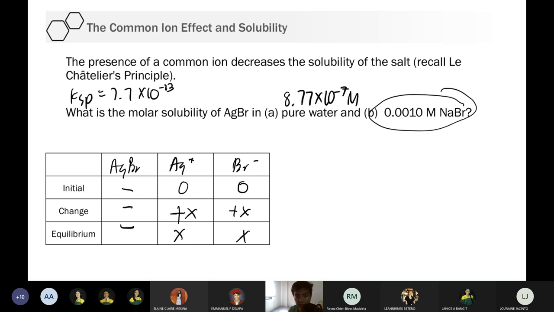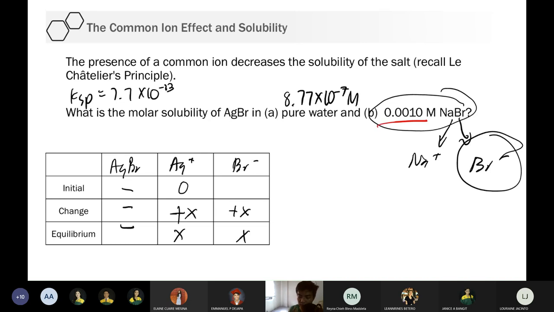Do we have common ions here? Meron tayong common ion dyan. Ano dun? Ano yung common? Diba, this will dissociate into Na plus and then Br minus. The common ion is the Br minus. So, ibig sabihin, yung initial amount ng Br natin, mababago na siya. So, from 0, it is now 0.001. Okay? Paano naging ganun? Stoic lang.